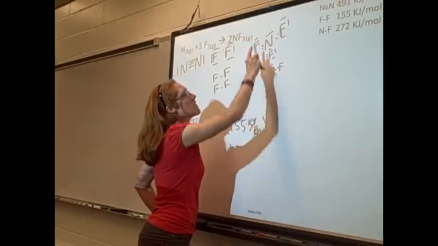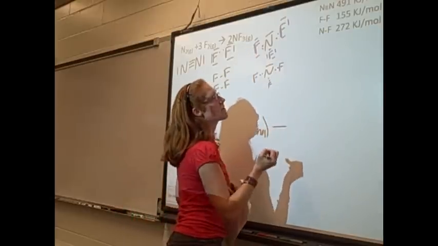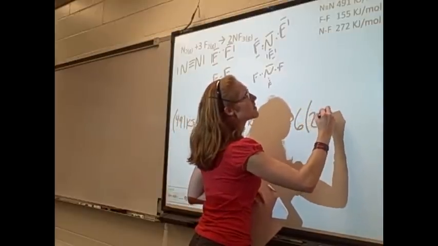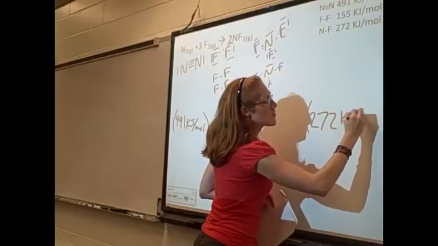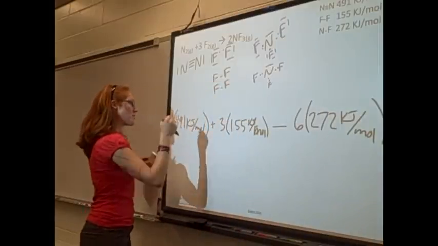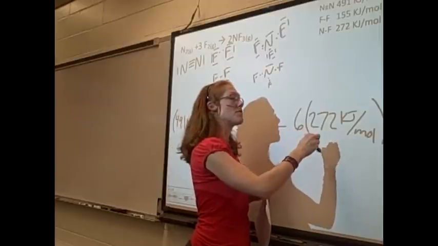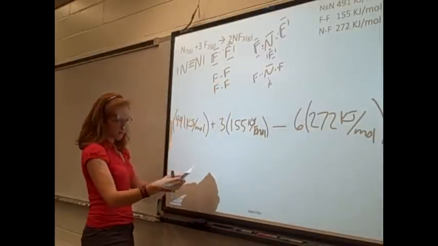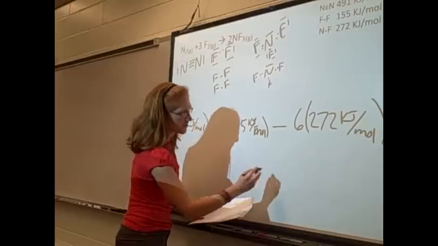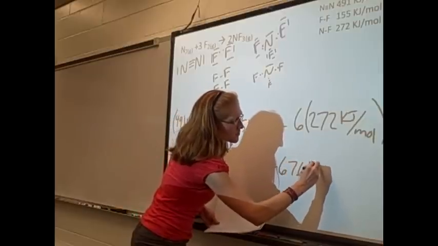And then these bonds are forming, so as they form and become more stable, energy is given off. So I'm giving off the energy of 6 of these, 6 times 272. The hardest part is probably knowing what's a positive change and what's a negative change. I have to put in energy to break these, so these are going to be positive. I release energy to form this, so this is going to be negative. And when I do these minus that, I end up with an overall negative change of 676 kilojoules per mole.